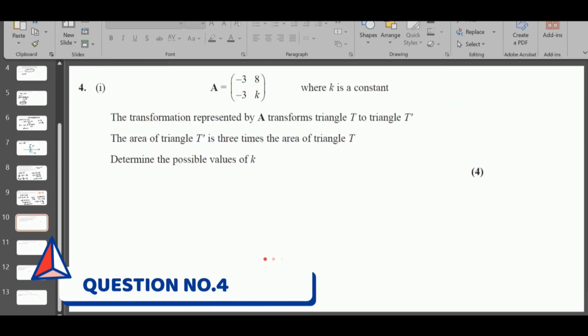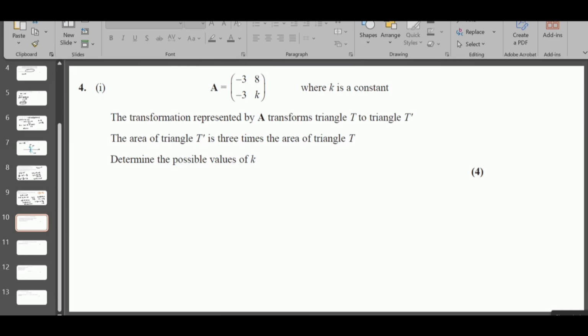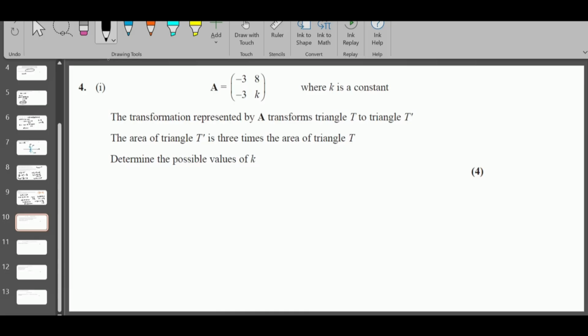Question number 4. A matrix A is given. The transformation represented by A transforms a triangle T to T dash. The area of the triangle T dash is 3 times the area of the triangle T. Okay. If it transforms a triangle or any shape to another shape, if you take the area of the first shape times the area scale factor, determinant of A, you will get the area of the transformed shape.